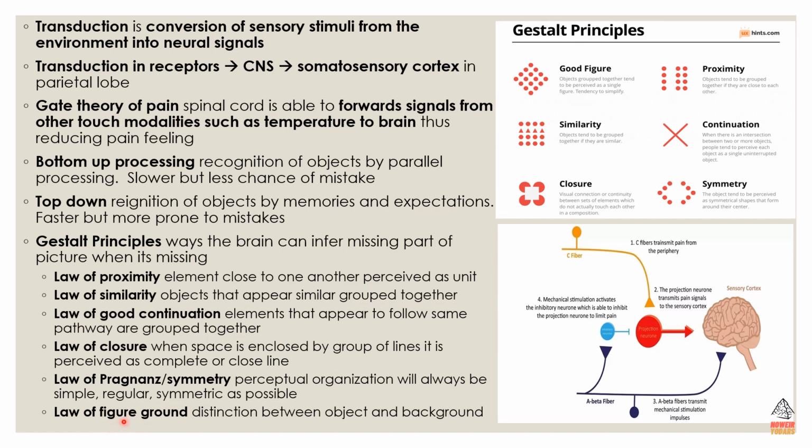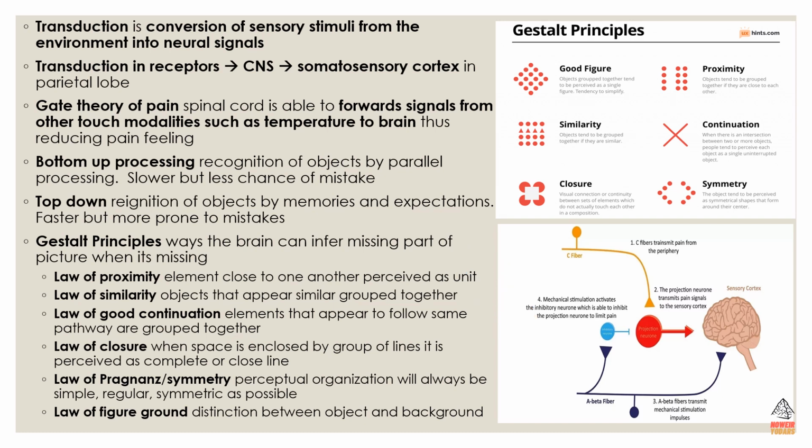Next, you have the law of Prägnanz, or symmetry. Perceptual organization will always be as simple, regular, and symmetric as possible. That refers to the fact that maybe you have one side of a thing and then you're able to complete it or perceive the other side using symmetry. So for instance, you have a butterfly. You can use symmetry. You're like, oh yeah, that's a butterfly, and in order to perceive the other side using my brain, oh, that's probably the other side of the butterfly.